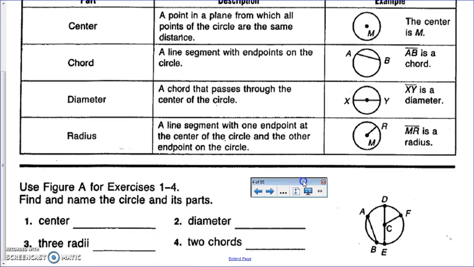Use figure A for exercises 1 to 4. Find and name the circle and its parts. So the center, if we look there, is just point C. So all we're going to do is write C on the line.